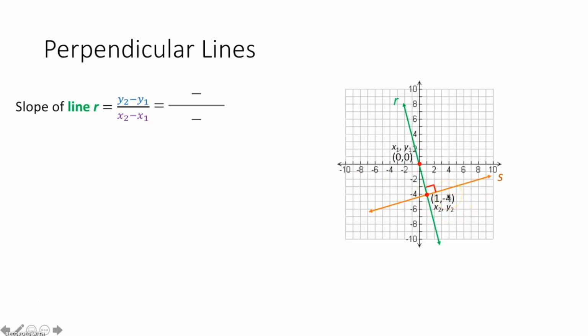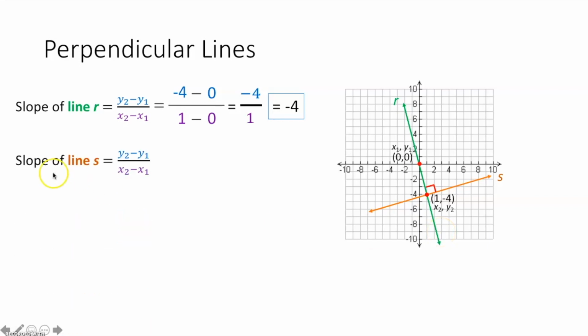So for y sub 2, I'm going to put negative 4. For y sub 1, I'm going to put 0. For x sub 2, I'm going to put 1. For x sub 1, I'm going to put 0. Now I simplify. What's negative 4 minus 0? That's negative 4. What's 1 minus 0? That's 1. And what's negative 4 over 1? Negative 4. So we have found the slope of line R. And that makes sense because it's going down to the right, so it does have a negative slope.